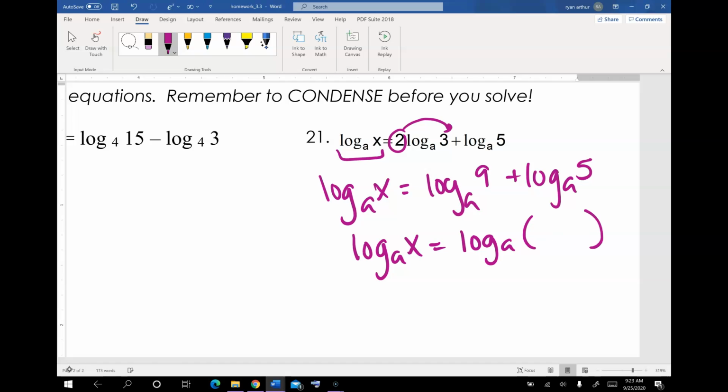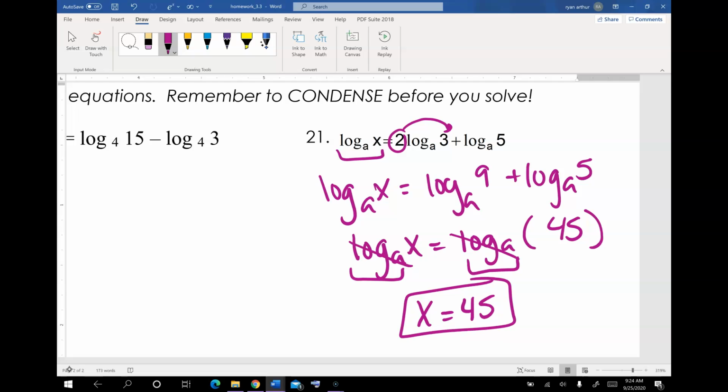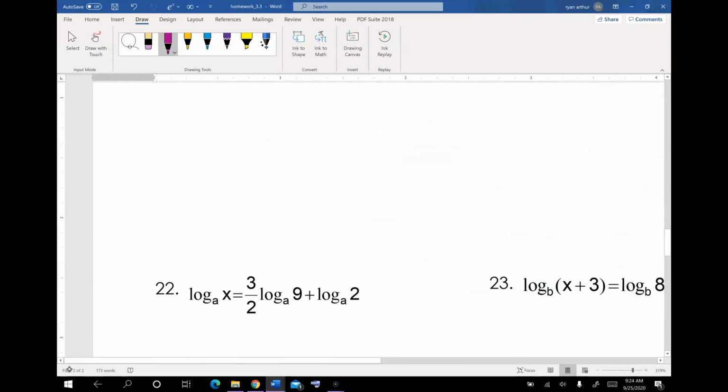45. So let's write 45. So I have two single logs equal to each other, so they cancel out. And I'm left with the inside. And the inside states x equals 45. Well, that was easy. No solving, right? So that is your answer. Okay? Let's do some more.